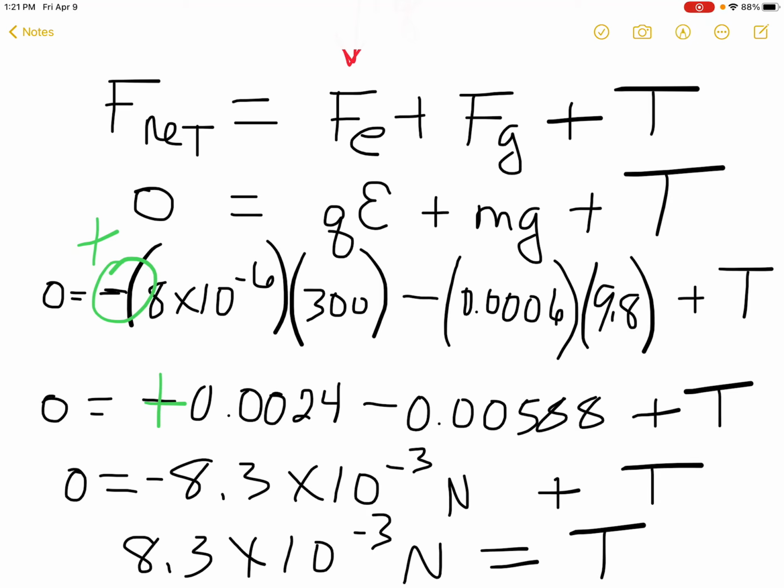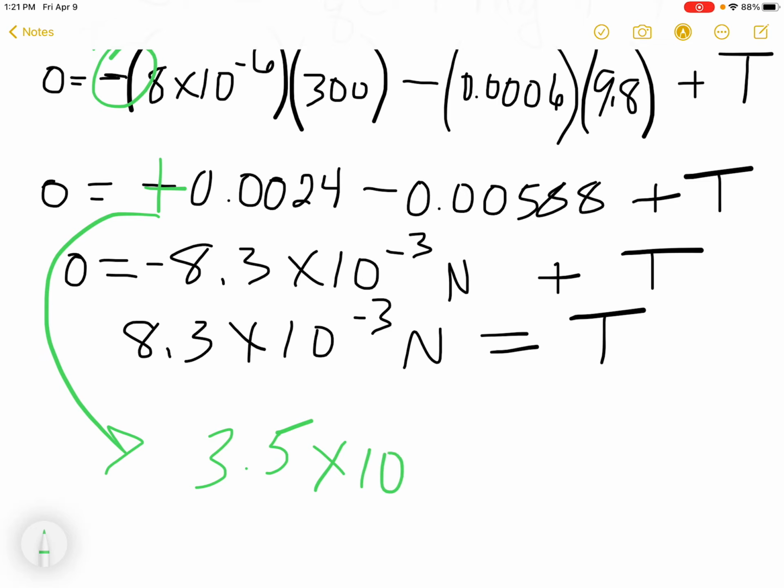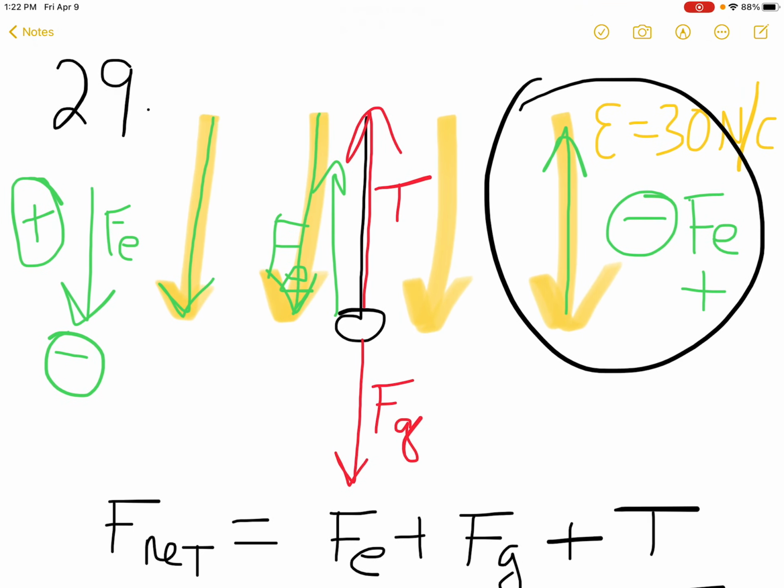And so if that's the case, I'll jump down to here and use a positive number. Well, now you're going to have 0.0024 minus, so that's going to come out to 3.5 times 10 to the negative 3 newtons equals T when you put it all together. And that is the second answer. So that's what you have to think about when you're doing this question. You have to think about the free body diagram and how the field creates the electric force that is now just added in along with our gravities and tensions that we did before.